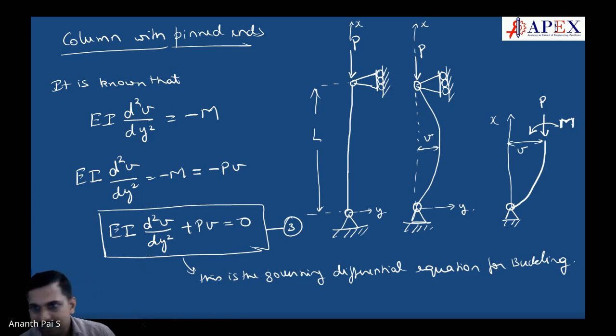d square v by dy square. Y is in this direction. See the y direction there. X is in the top direction. Fine. Sure. Everyone done? Right. Done. Next.